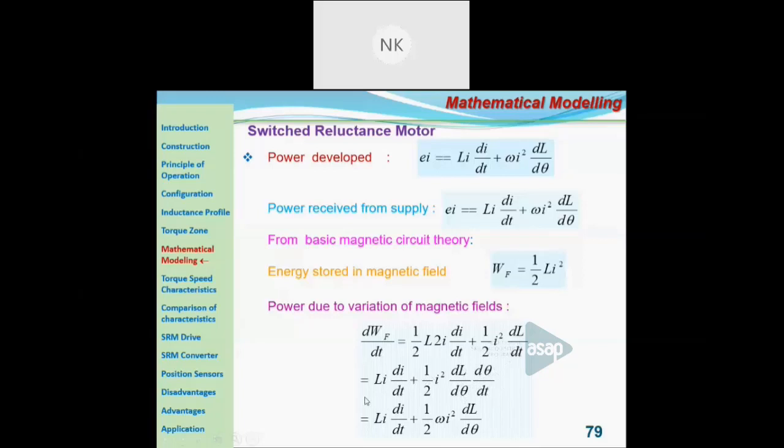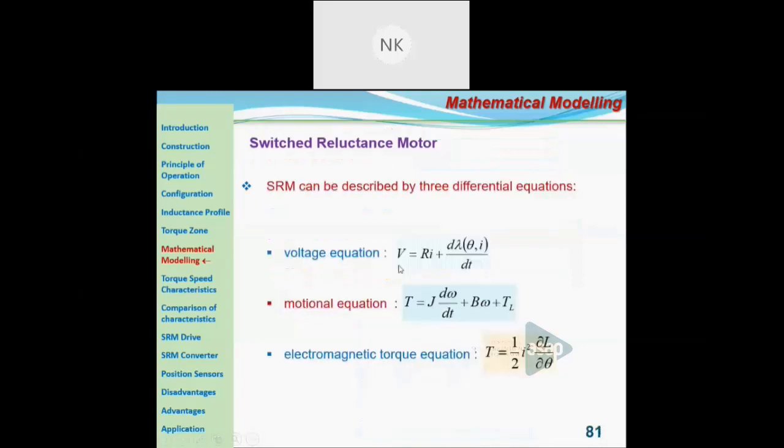The left hand side remains the same, that is dWf divided by dt is here also. This will be equal to Li di by dt plus half of, d theta by dt we can represent as omega, the angular velocity in radians per second, into I square into dl by d theta. With this expression you will get the mechanical power developed.